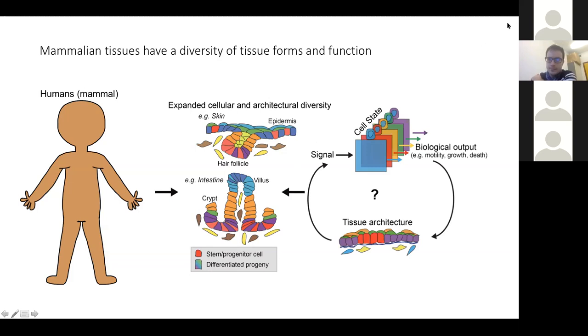These are big questions, but the way I think about it, perhaps in engineering terms, is there's some sort of signal and there's some output, and there's this black box where the cell interprets the signal and makes a choice about what sort of behavior it will undergo, whether it's motility, growth, or death. This can change the organization of the tissue, and this probably goes back into an iterative feedback loop to ultimately give rise to these complex architectures. One important thing to think about is that each cell state, so what flavor of cell you exist in at any given time, probably colors this input-output relationship.